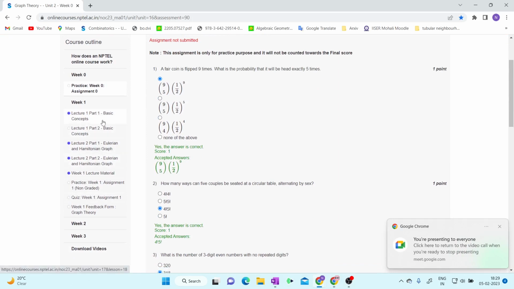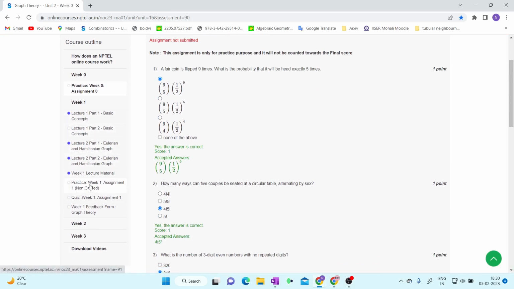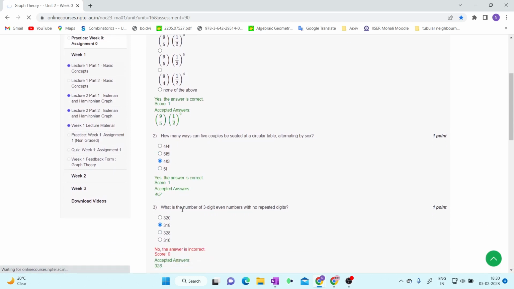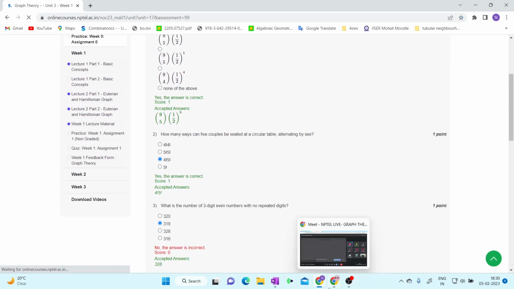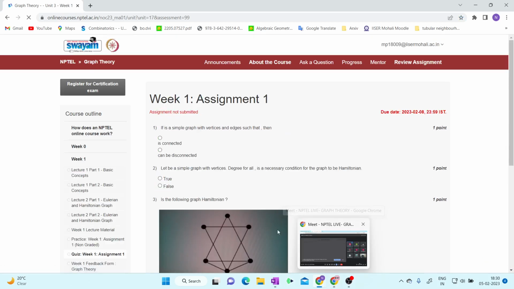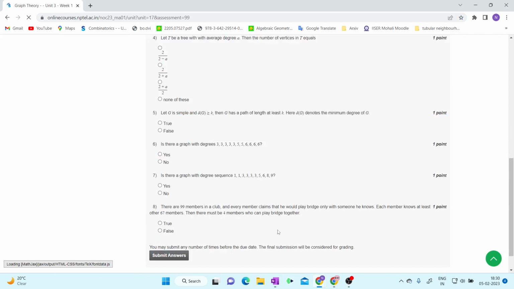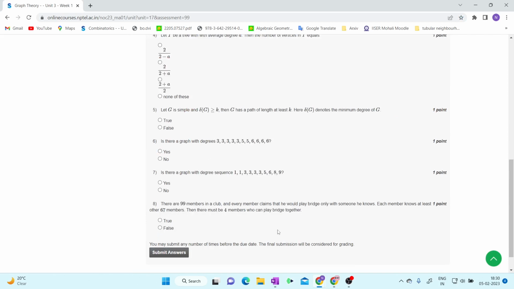Okay, wait. Let me check. In the graded assignment, you are saying? Yes. The last question, where you have to say true or false. I think for this question it would be preferable to do it by graph theory.